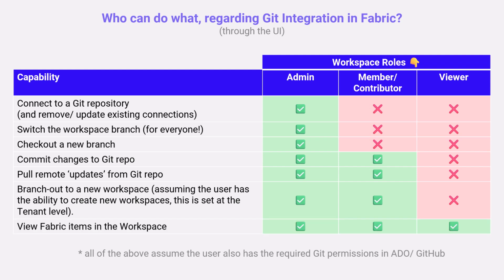And the viewer in the workspace, well, they can view Fabric items in the workspace. That's literally the only thing they can do. They can't do anything related to Git, not even see the branch. They can't even see the Git status of items and things like that.